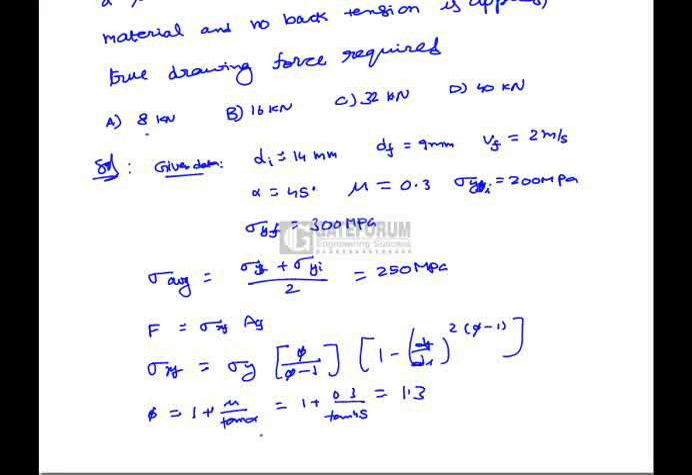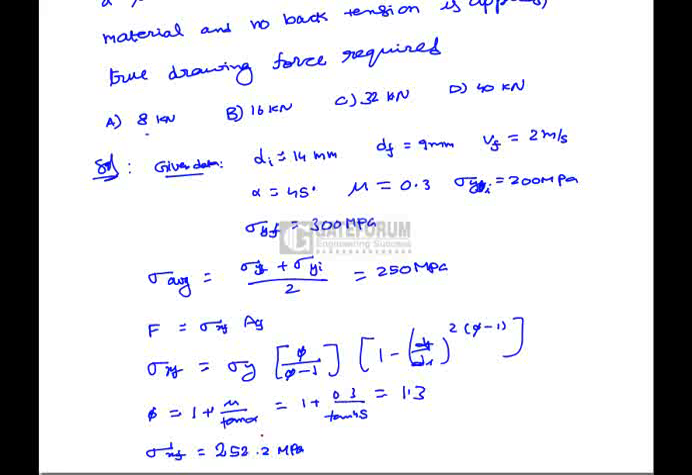Now substitute all these values in the sigma xf. We already know df and di, final diameter and initial diameter, and here phi is equal to 1.3, and sigma y is the average yield stress, that is 250 megapascal, and here the final value of the sigma xf is equal to 252.25 megapascal.